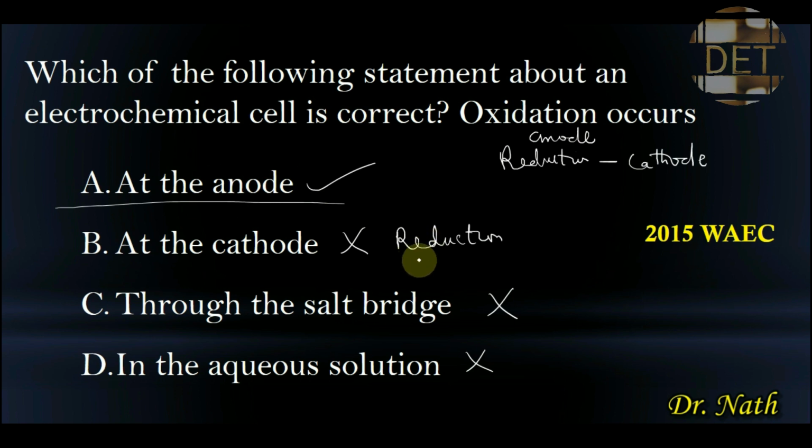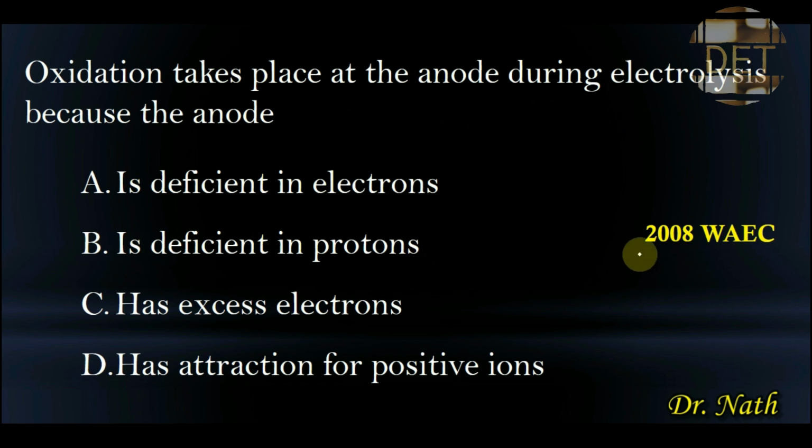Then the last question I have here is a 2008 WAEC question. Oxidation takes place at the anode during electrolysis because the anode: A, is deficient of electrons; B, is deficient of protons; C, has excess electrons; D, has attraction for positive ions. Like we said before, during electrolysis, oxidation will occur at the anode because of loss of electrons, and reduction will occur at the cathode because of gain of electrons.